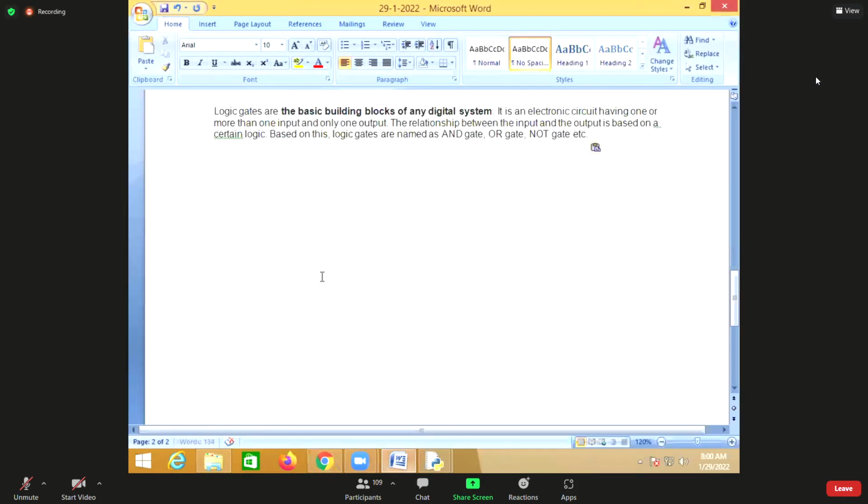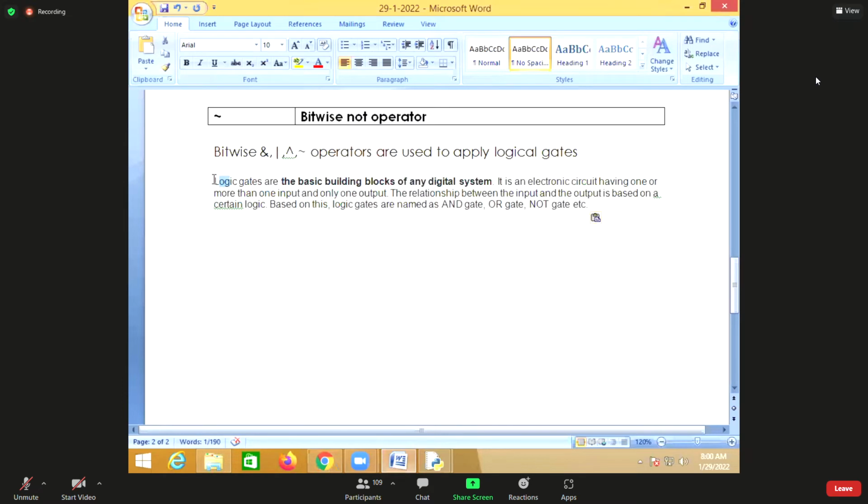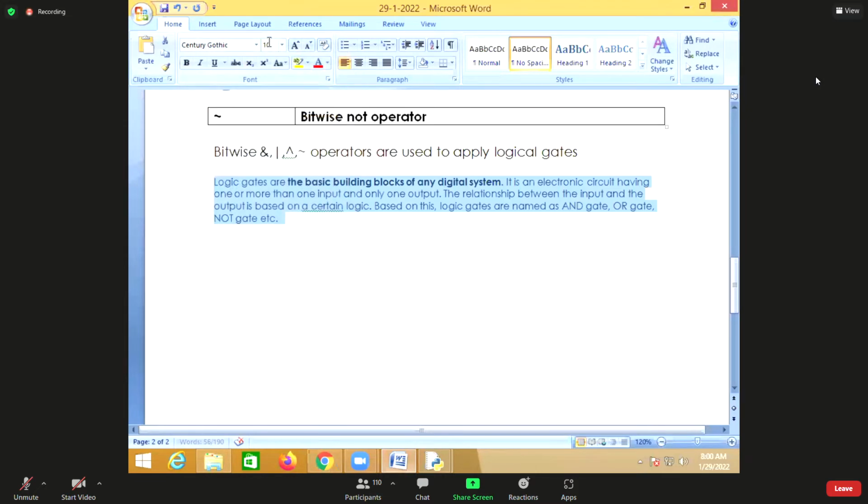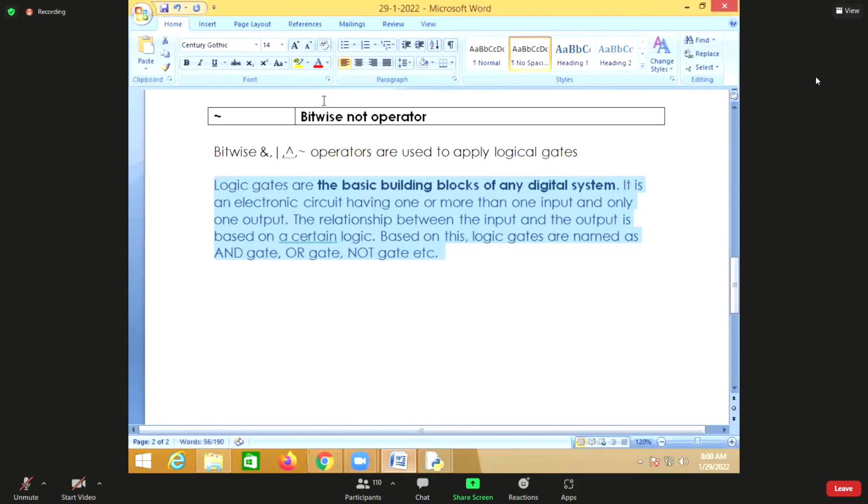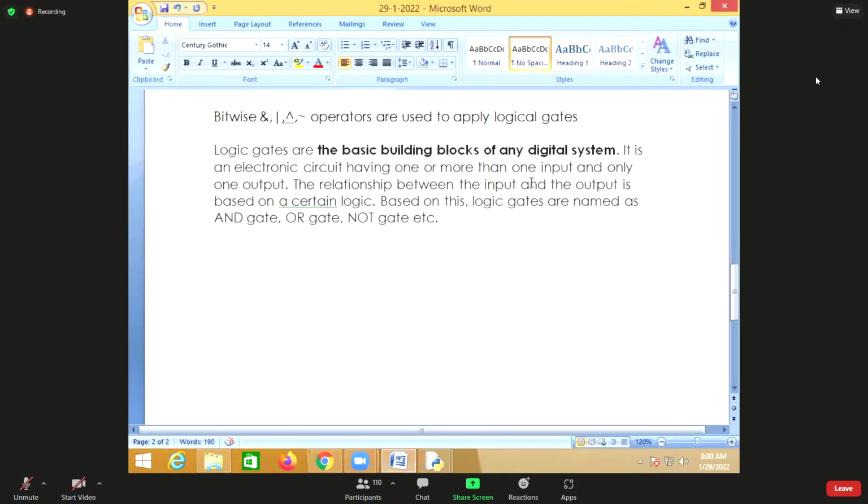What is a logic gate? Logic gates are the building blocks of any digital system. It is an electronic circuit having one or more than one input and only one output. The relationship between the input and the output is based on certain logic. Based on this, logic gates are named as AND gate, OR gate, NOT gate, like that.